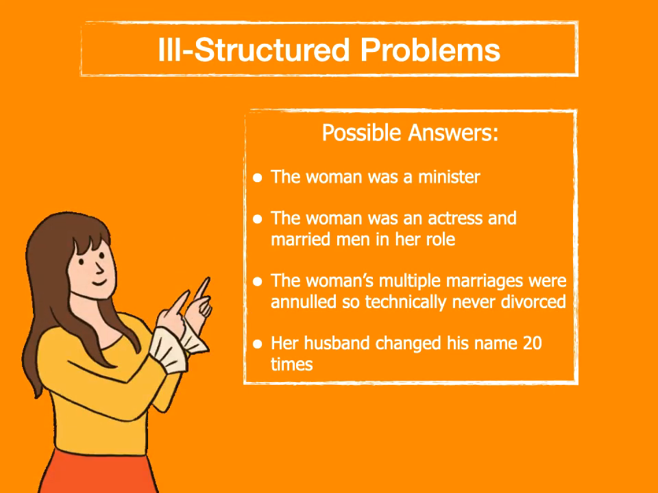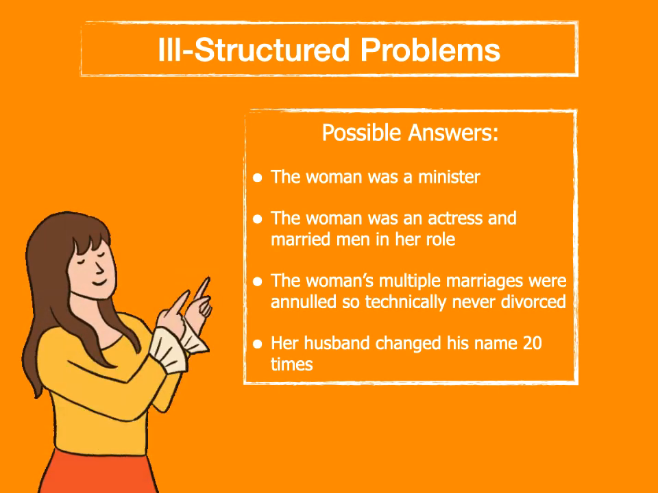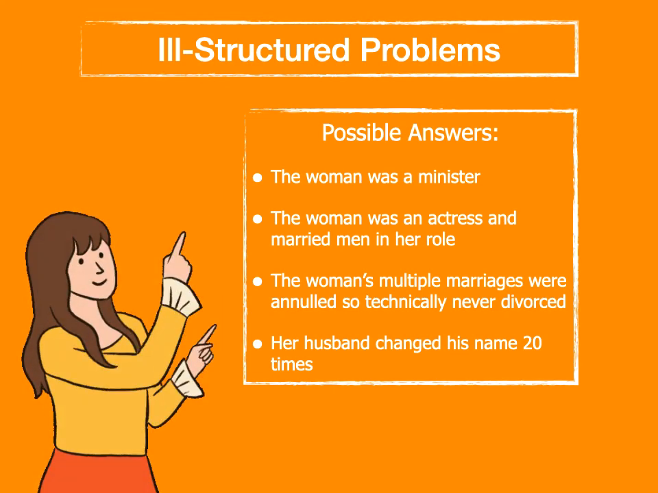And another one is that maybe her husband changed his name 20 different times. So basically, it's like being married to 20 different men because your husband changed his name 20 times. So it's like getting married to 20 different names. Okay, so those are possible answers to this problem.